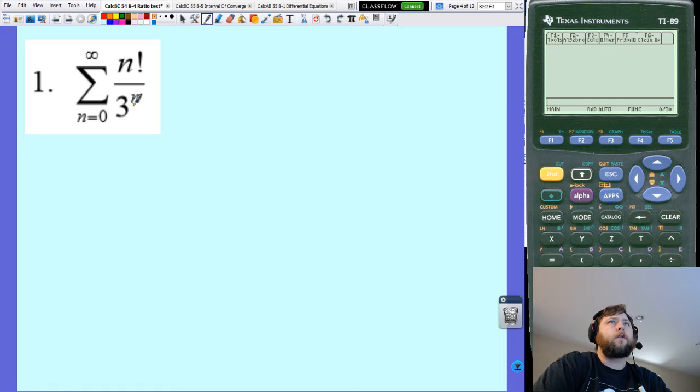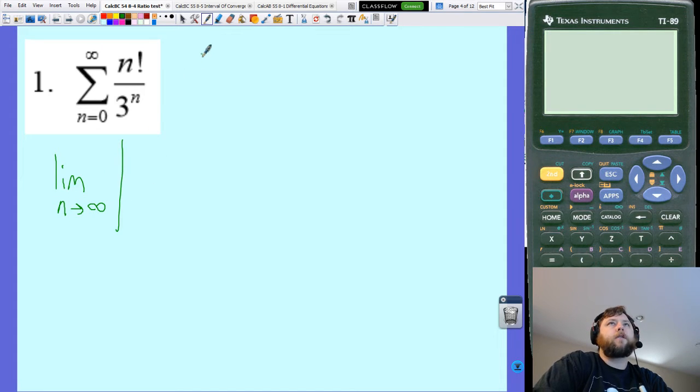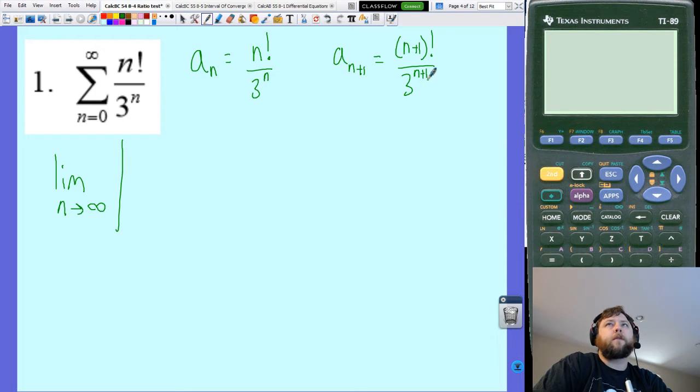N factorial over 3 to the n power. Again, none of our tests that we know so far work for this one, so we're going to use the ratio test. I'm going to treat it as the limit as n goes to infinity of, let's write this down, a sub n is n factorial over 3 to the n. That's what that pattern is. So a sub n plus 1 would be n plus 1 factorial over 3 to the n plus 1 power.